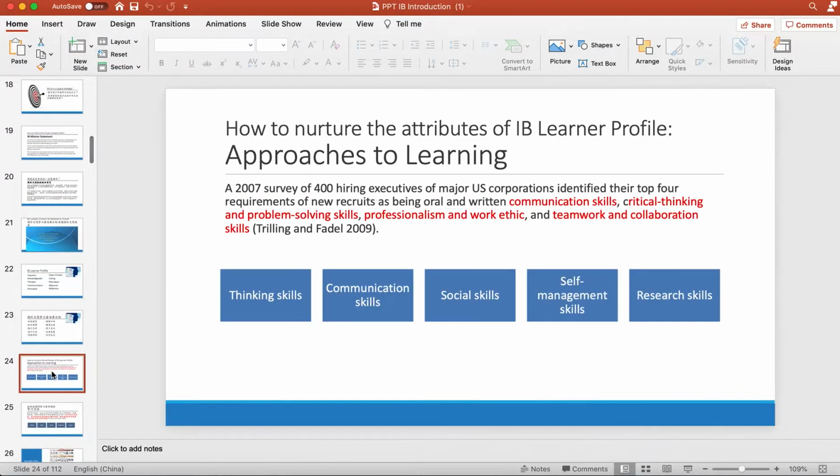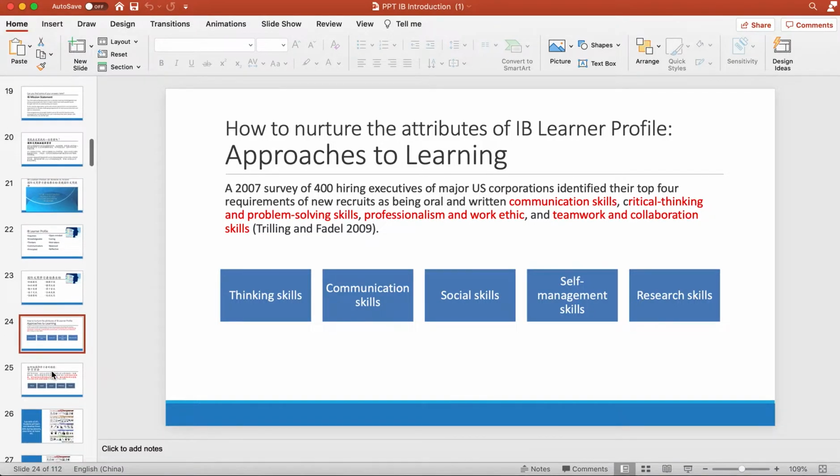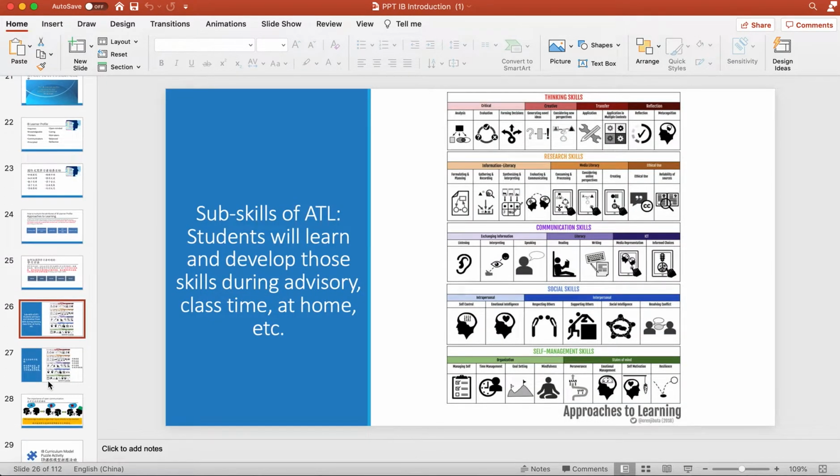And then I move to approaches to learning. The reason why I connect approaches to learning to the IB learner profile is that approaches to learning are the skills that students need to be able to exhibit the attributes of the IB learner profile. In this slide, I usually tell the parents that they are also educators of their own children, and they can help the students at home to develop their approaches to learning skills. I also show them the sub-skills of each domain of the ATL skills so that they know specifically which skills they can help the students to develop at home.